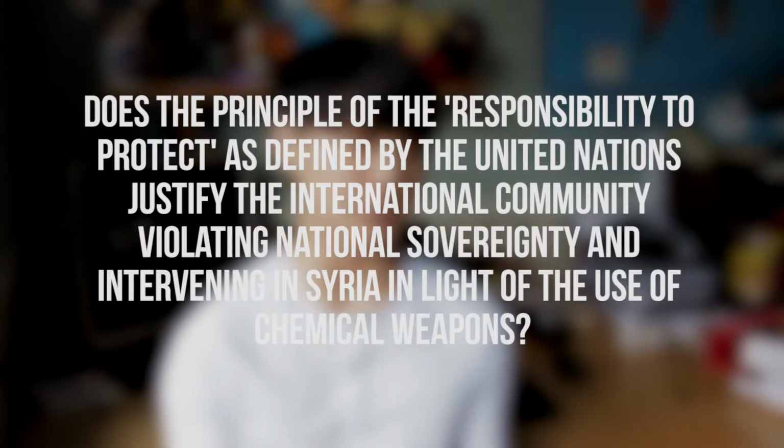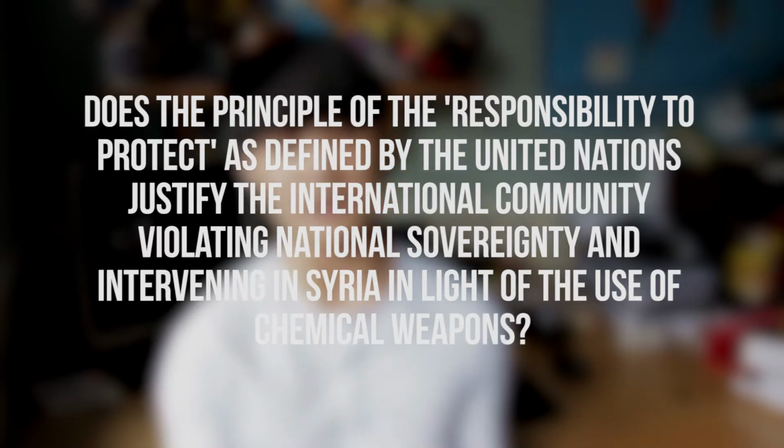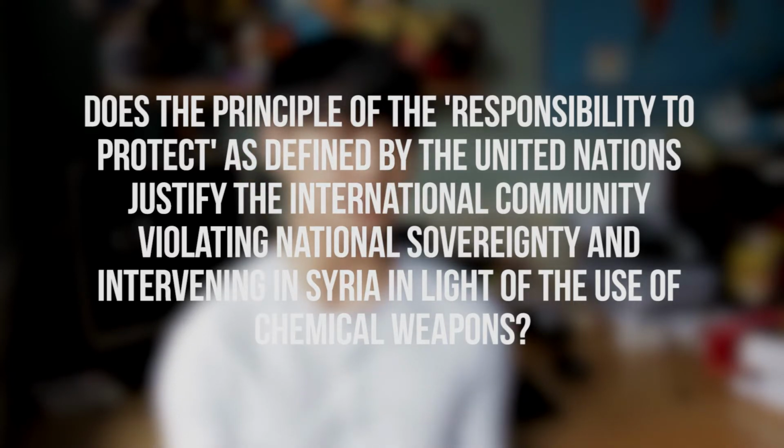The first undergraduate paper that I wrote for political science had the following closed prompt question. Does the principle of the responsibility to protect, as defined by the United Nations, justify the international community violating national sovereignty and intervening in Syria in light of the use of chemical weapons? So if I try and break down this question, there are 3 identifiable sections that I can use as a framework for my paper. First would be to look at the principle of the responsibility to protect.